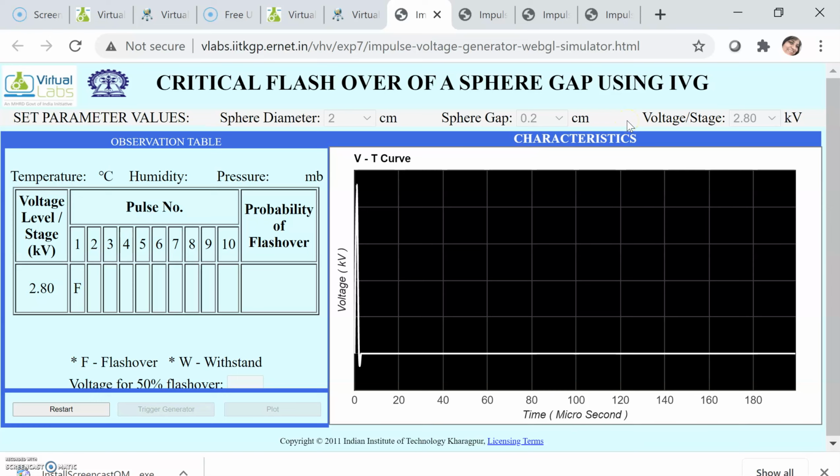Yesterday in the theory lecture we discussed the effect of diameter on the breakdown voltage. If diameter is increased, what will happen to the breakdown voltage? That we will observe. But to observe the effect of diameter, you have to keep the gap distance the same. For the 0.2 centimeter gap, will you get less voltage or higher voltage? Conduct the experiment, tell me what you got, and discuss. Yesterday we saw it in the theory lecture, today you will observe it virtually.